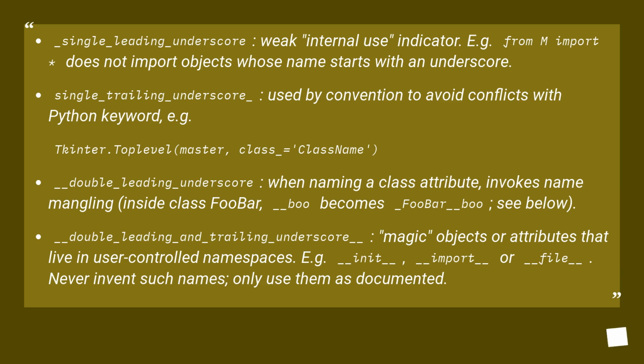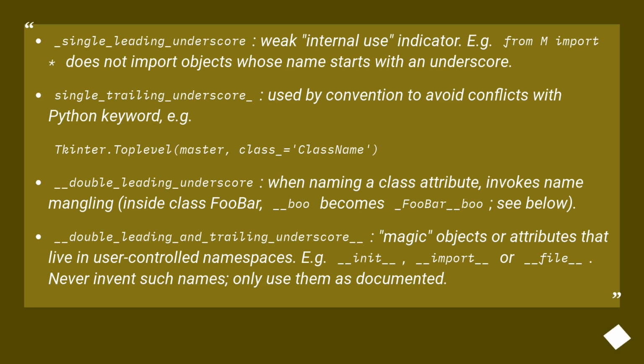single_trailing_underscore_: used by convention to avoid conflicts with a Python keyword. For example, tkinter.Toplevel(master, class_='ClassName'). __double_leading_underscore: when naming a class attribute, invokes name mangling. Inside class FooBar, __boo becomes _FooBar__boo.